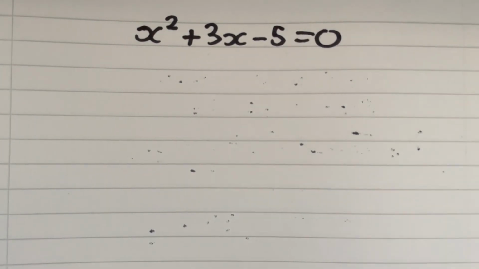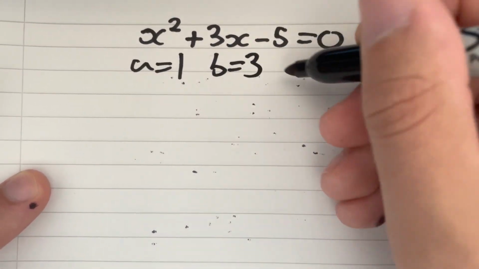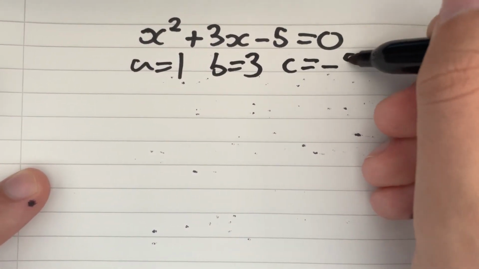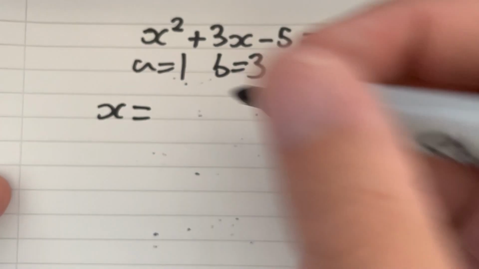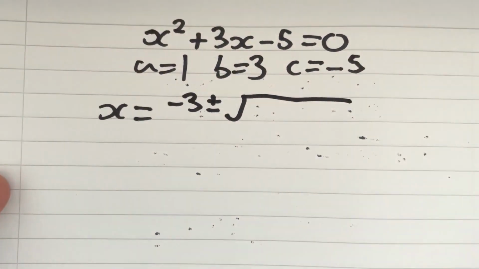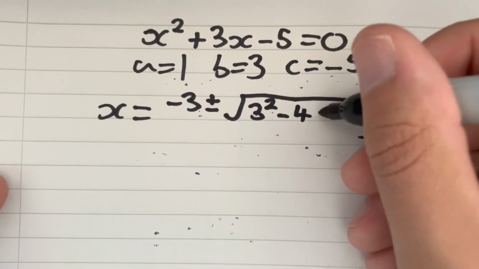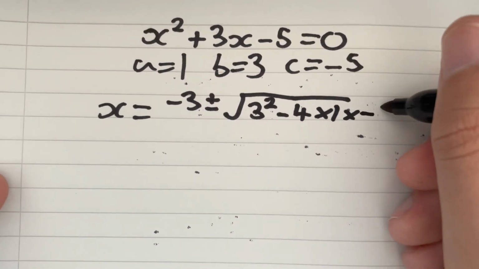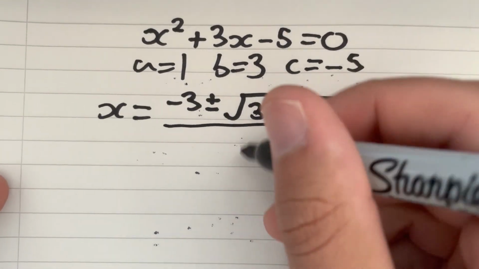So in this question we've got to again find our a, our b and our c. So a will be 1, b will be 3 and c will be minus 5. And we've got to then put this into our formula. So x is going to be equal to minus 3 plus or minus the square root of 3 squared minus 4 times 1 times minus 5. And that's all going to be over 2a, 2 times 1.